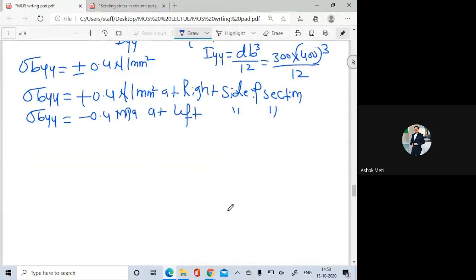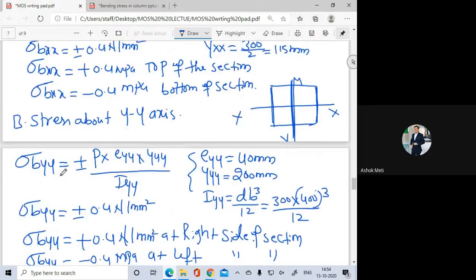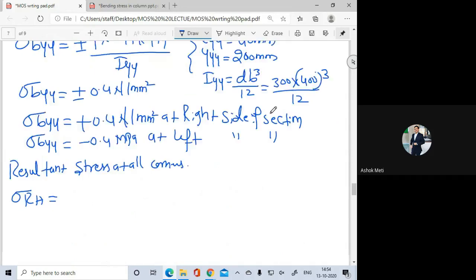Now I want to calculate the resultant stress. So again, similar concept, the same concept we have to use here. The resultant stress at all the corners. So here corner A, resultant stress at A. Imagine there is a section. So here the section is this: this is A, this is B, C, D. If I want to calculate at corner A, so this is the top, this is the left. Okay, so now I will write it directly.